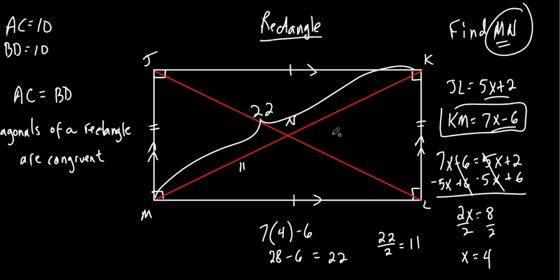Now, that's the only thing they ask for, okay? But what if they ask for JN? That would be 11. What about if they ask for LN? 11. KN? 11. You get it. Make sense? Okay. Let's do something else.